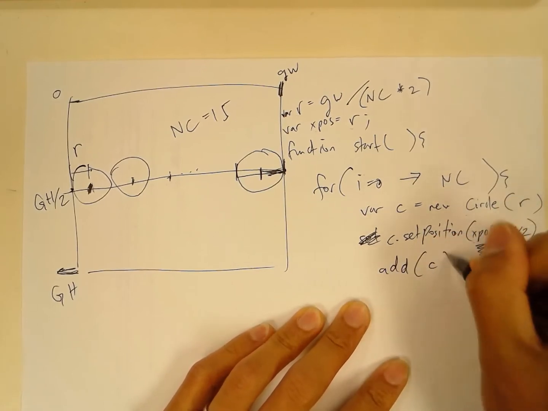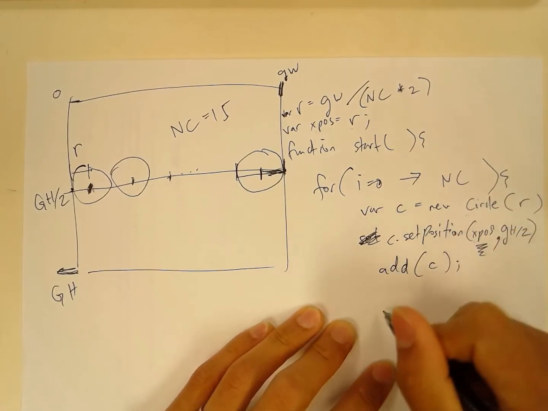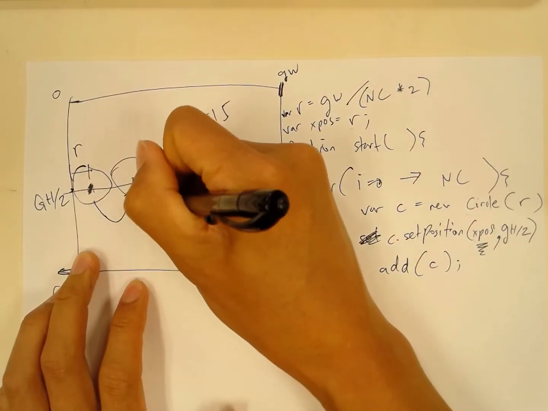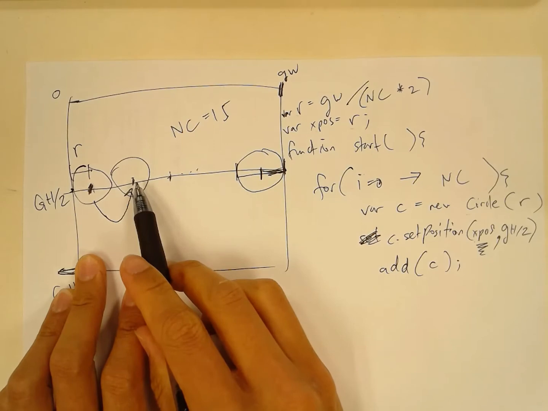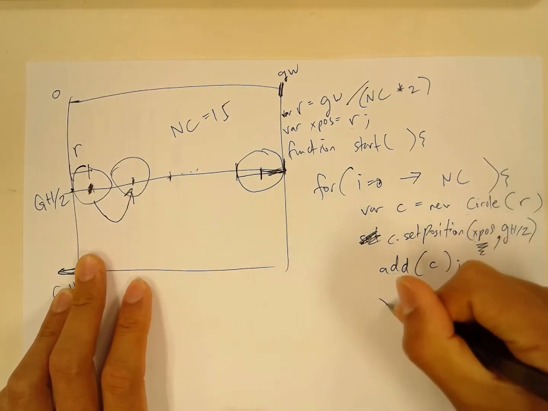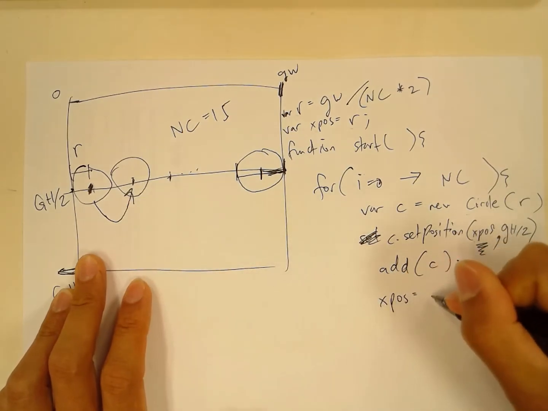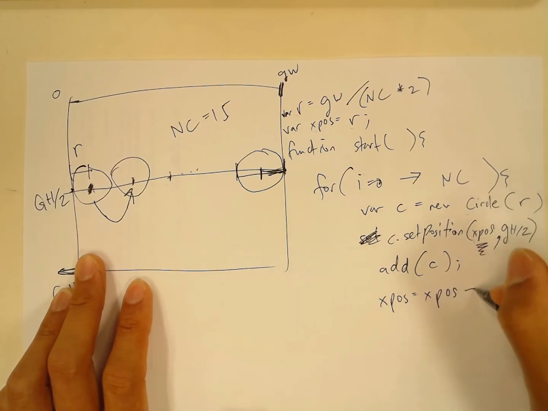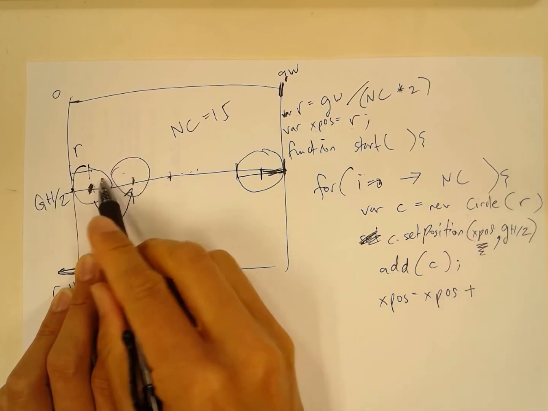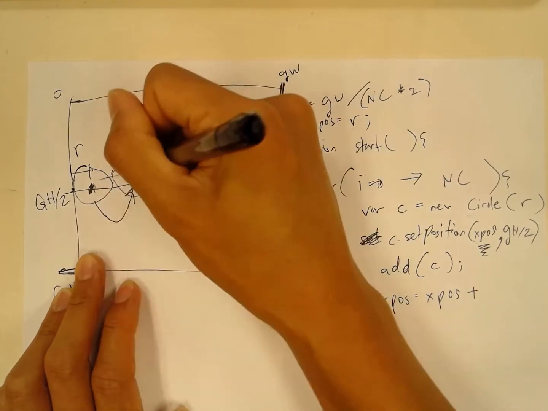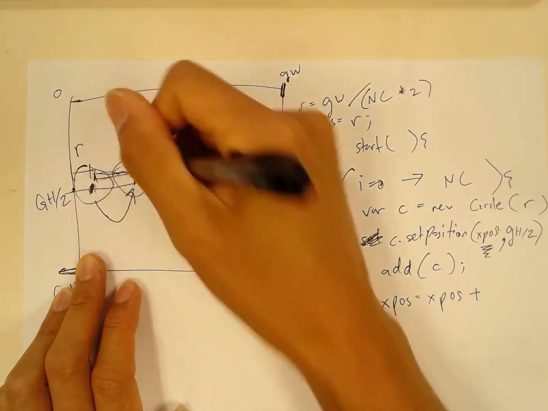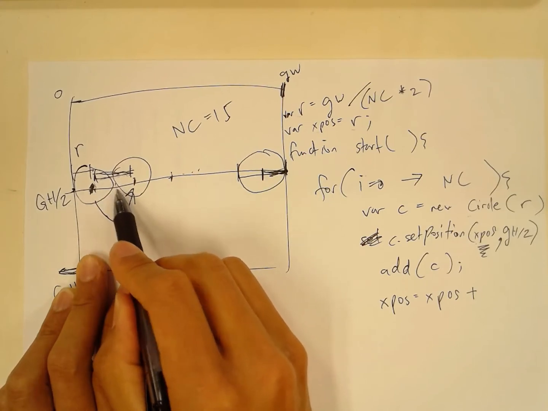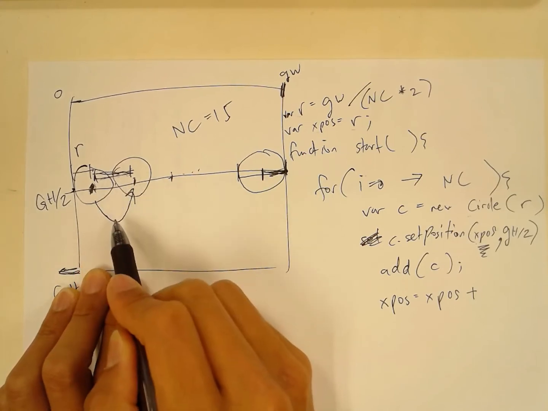Okay, so that gets our first circle in the right position, and then we add the circle, right? After we add the circle, we need to change the xpos variable from radius to this location here. And so how do we do that? We say xpos is equal to the old value of xpos plus this distance right here. And what is this distance? Well, it is 2 radius, right? So it's 1 radius, 2 radius. It is a diameter, right?